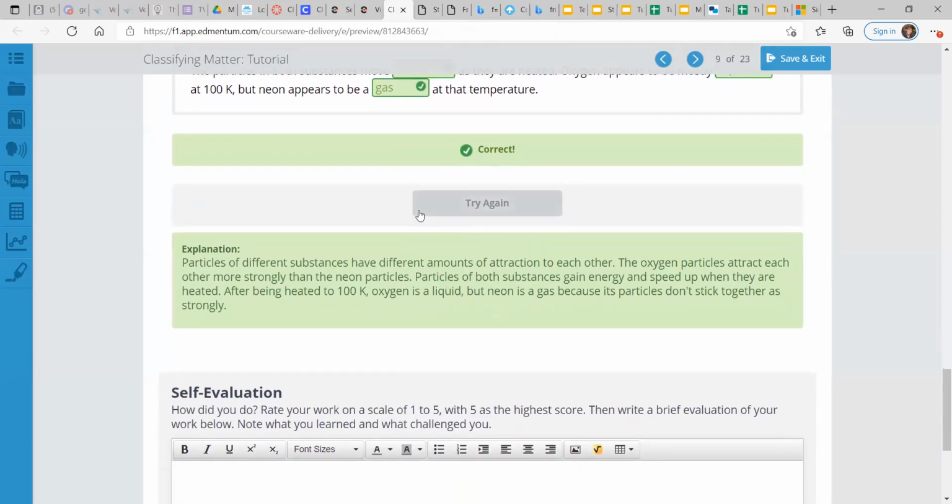And particles of different substances have different amounts of attraction to each other. So the oxygen particles attract each other more strongly than the neon particles. Particles of both substances gain energy and speed up when they are heated. After being heated at 100 Kelvin, oxygen is a liquid, but neon is a gas because its particles don't stick together as strongly.